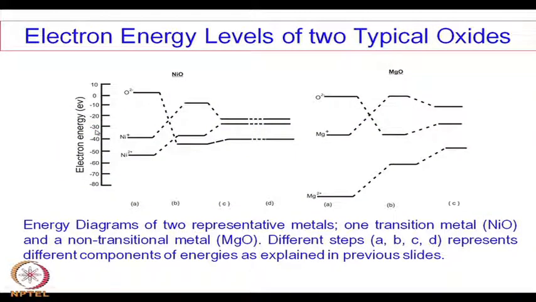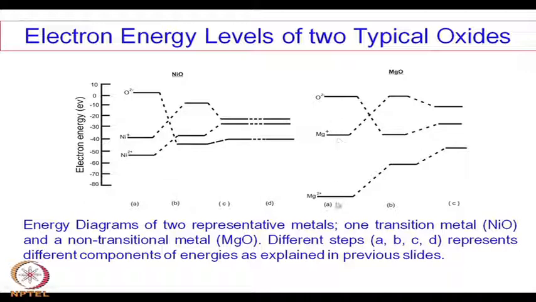This is what it looks like, and these are the different steps. These are the 3 steps we have discussed, particularly for the non-transition metal oxides. For a transition metal oxide like NiO, the fourth step I mentioned is because of the preferential stabilization of some of the d cells, so there will be a slight change in energy.